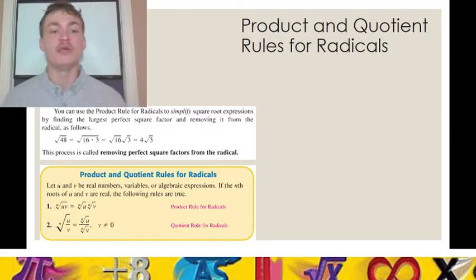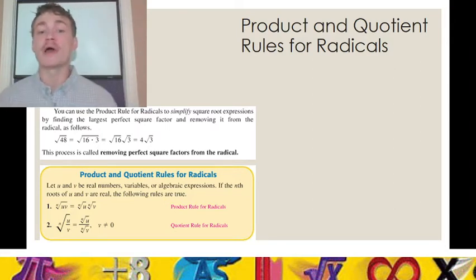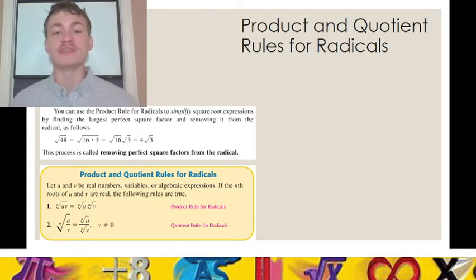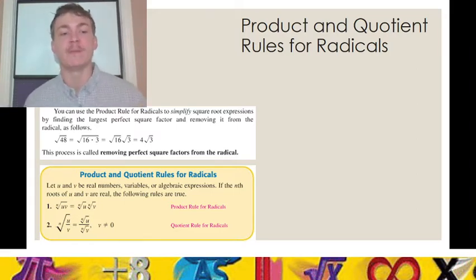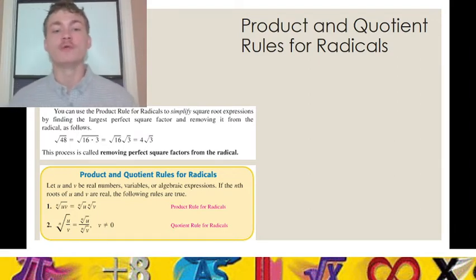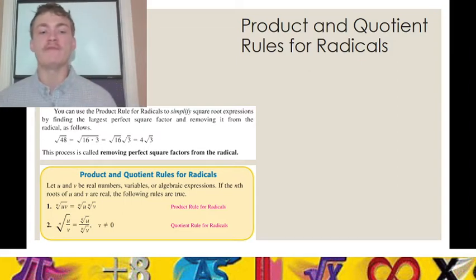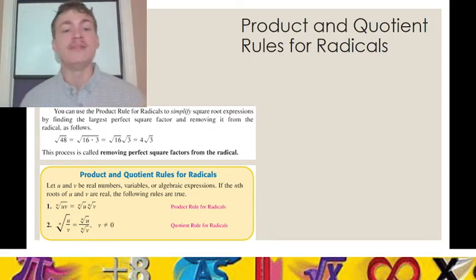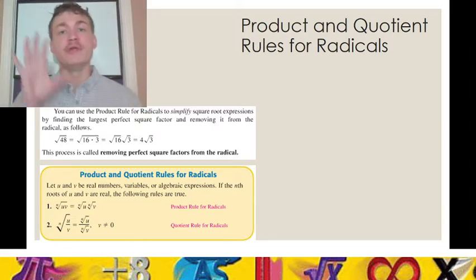Here it says let u and v be real numbers, variables, or algebraic expressions. Later we will see that our radicand will consist of polynomials. Can we factor and simplify? If the nth roots of u and v are real, the following rules are true. It says here that the nth root of u multiplied by v, we can separate the factors of u and v under the radical into their own radical signs. And this can be extended for 2 or more factors. So if we had 3 factors under the radical, then we can separate it into the product of 3 radical expressions.